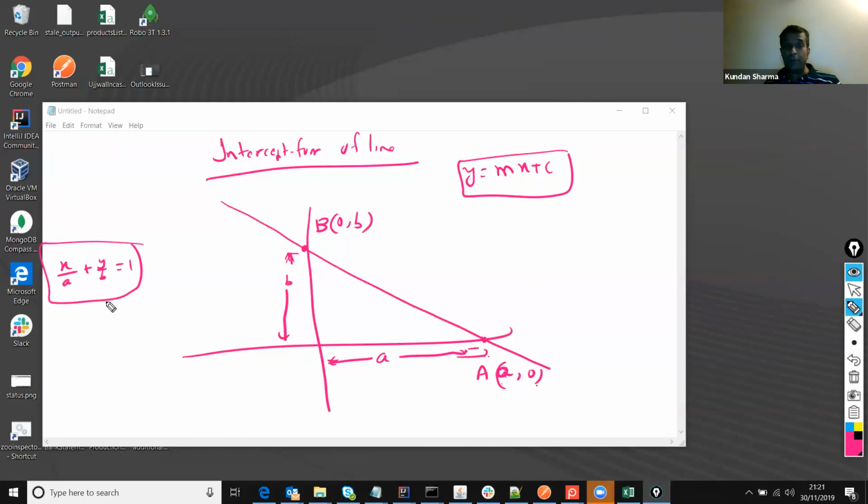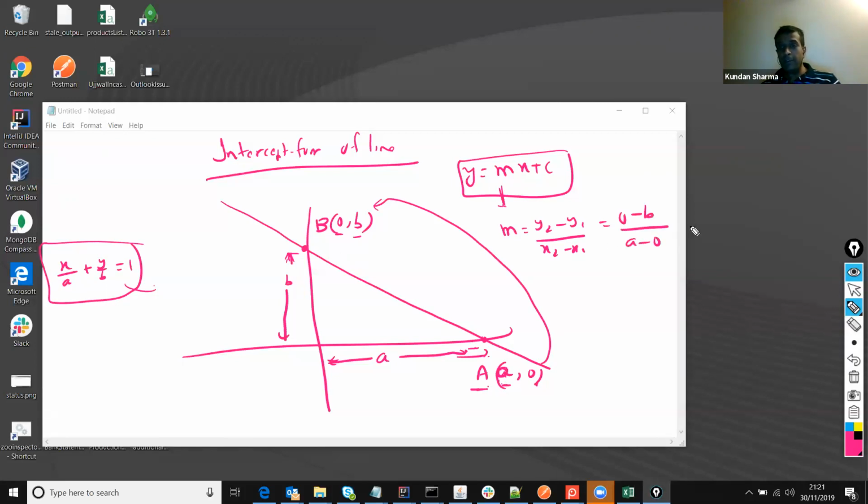And we can prove that basically. How do we derive this equation? We'll derive using this equation. If I have to find a slope, how do I find the slope? Slope is y2 minus y1 upon x2 minus x1. So here we know 2 points, x1 y1, and this is x2 y2. So this will be 0 minus b upon a minus 0. So your slope becomes minus b by a.